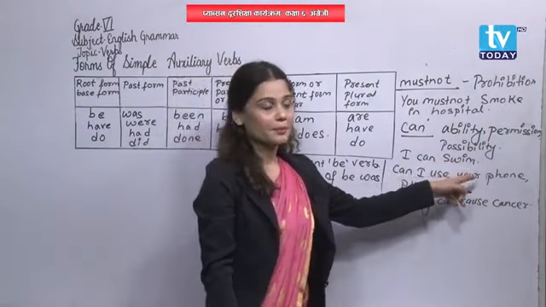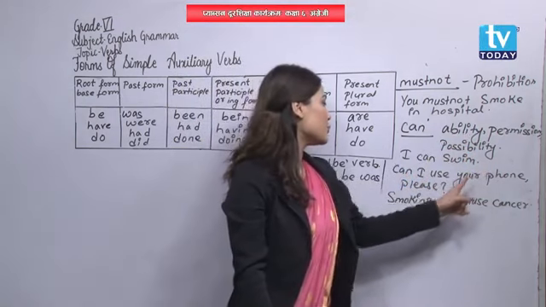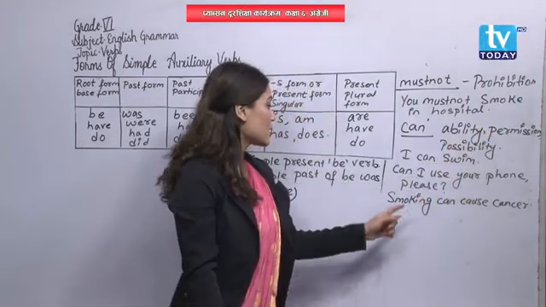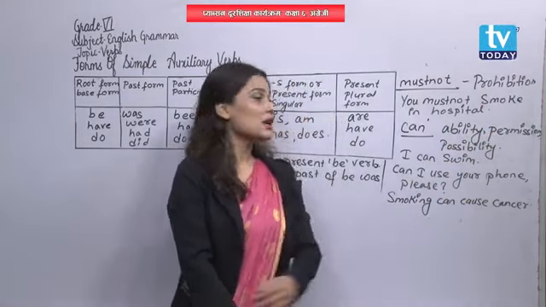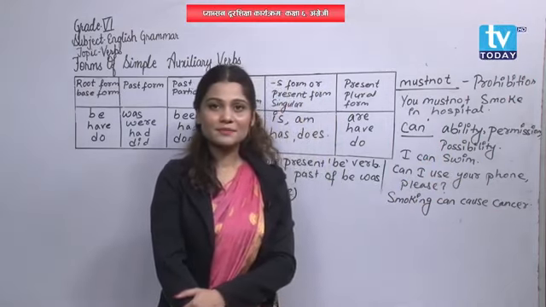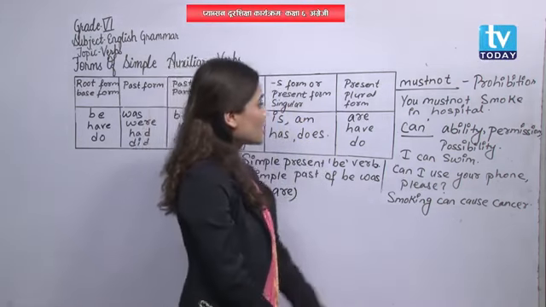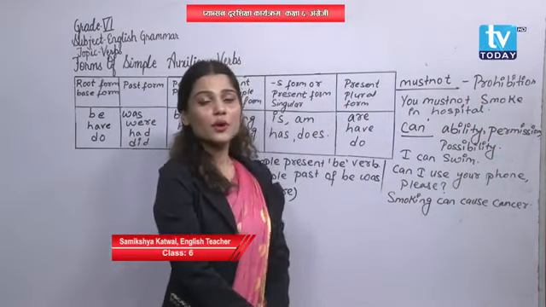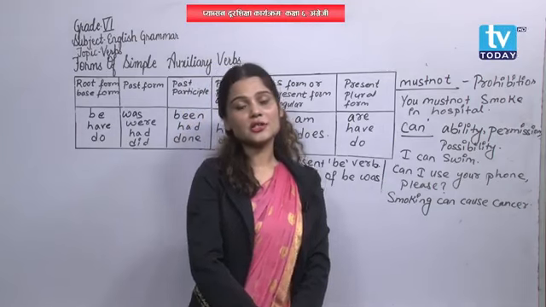I can swim, ability. Can I use your phone, please? Permission. Smoking can cause cancer. That is possibility. Did you understand, my dear students? Okay, so what will be another one? Ability, permission, possibility, prohibition. Now, which one is another function of modal auxiliary verbs?